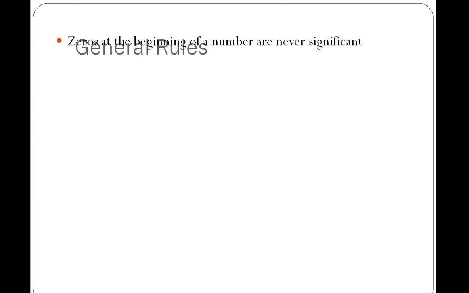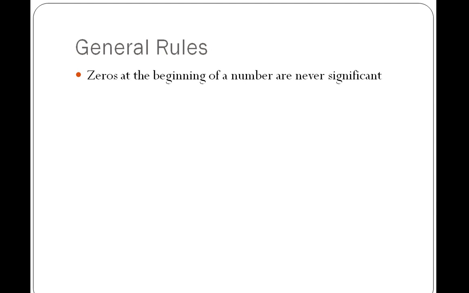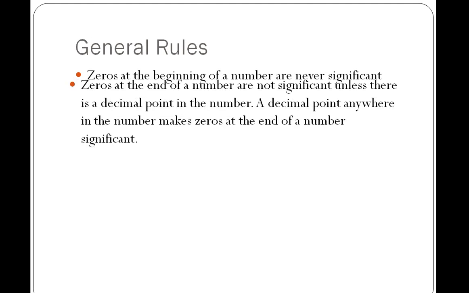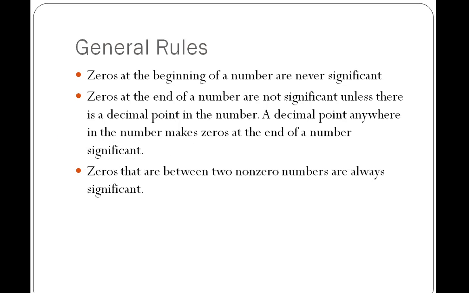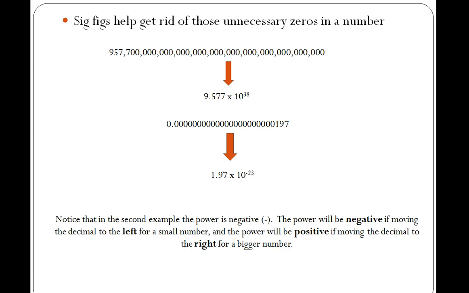So some general rules are that the zeros at the beginning of a number are never significant. The zeros at the end of a number are not significant unless there is a decimal point in the number. Zeros between two non-zero numbers are always significant. So sig figs do help get rid of those unnecessary zeros in a number.